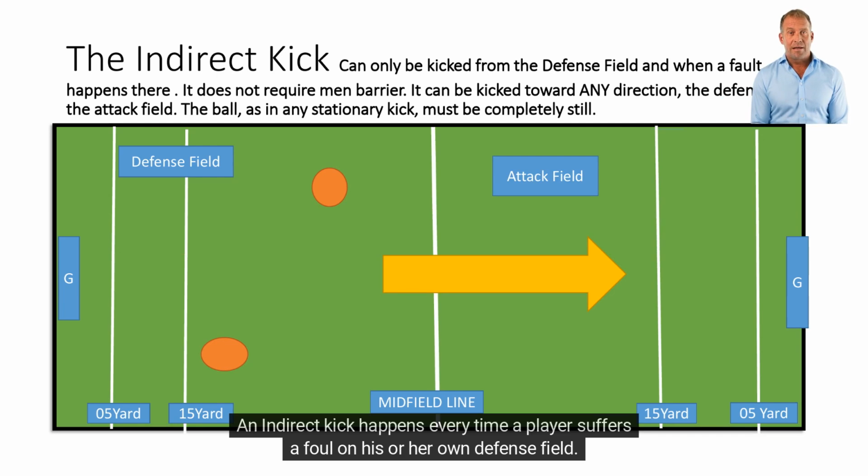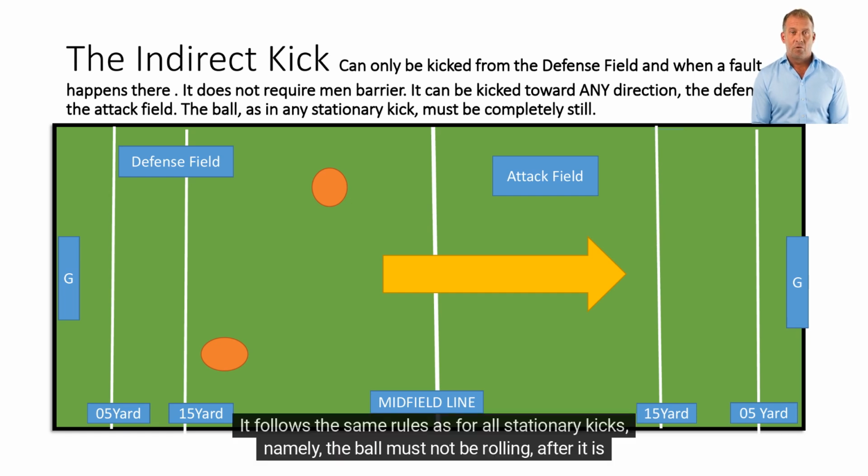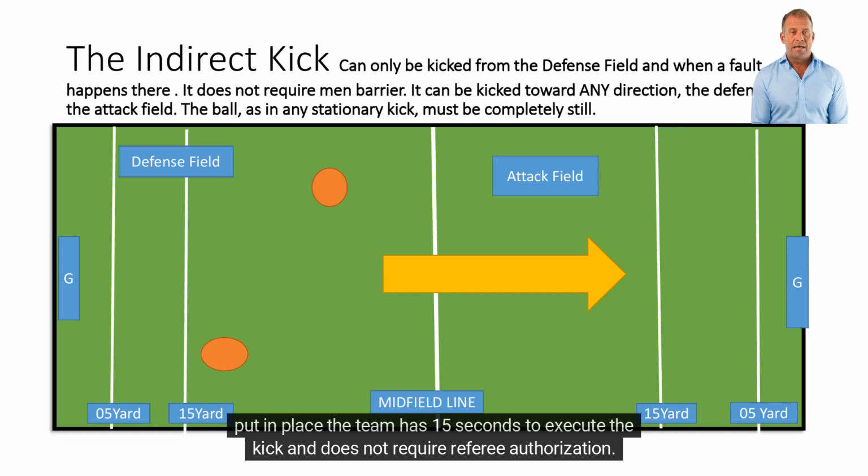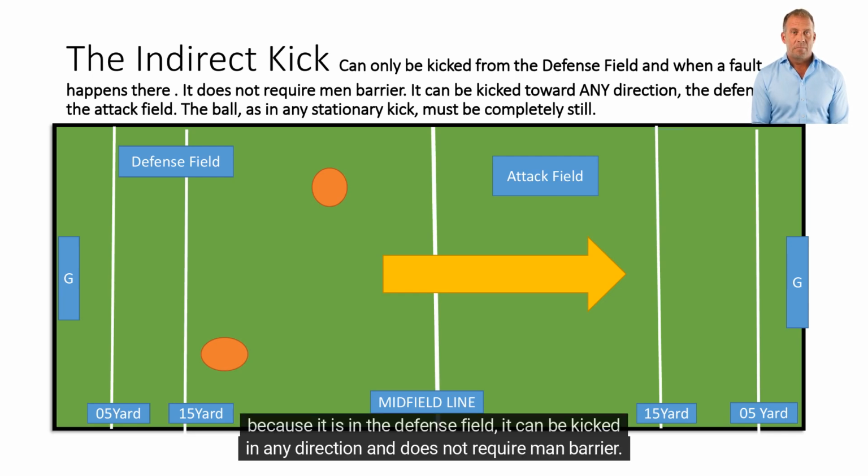An indirect kick happens every time a player suffers a foul on his or her own defense field. It follows the same rules as for all stationary kicks. Namely, the ball must not be rolling. After it is put in place, the team has 15 seconds to execute the kick and it does not require referee authorization. Because it is in the defense field, it can be kicked in any direction and does not require man barrier.